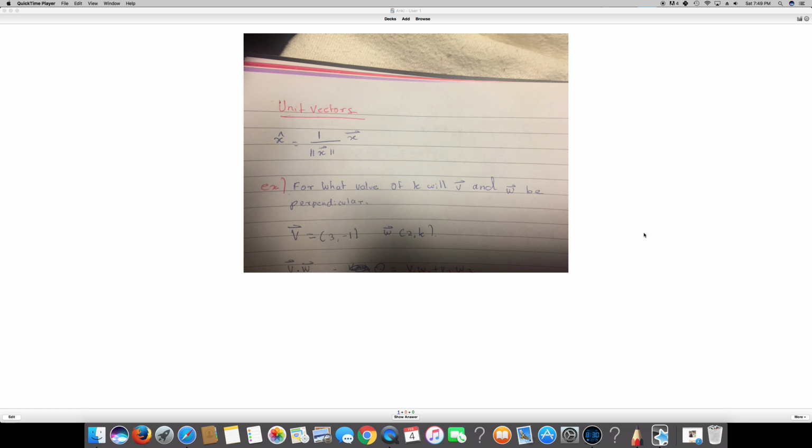This weekend, to brighten up your day, I have brought an excellent question to solve. It's from unit vectors, linear algebra. The question asks for what value of k will v and w be perpendicular. They have given v equal to (3, -1) and w equal to (2, k), and we have to find the k value.